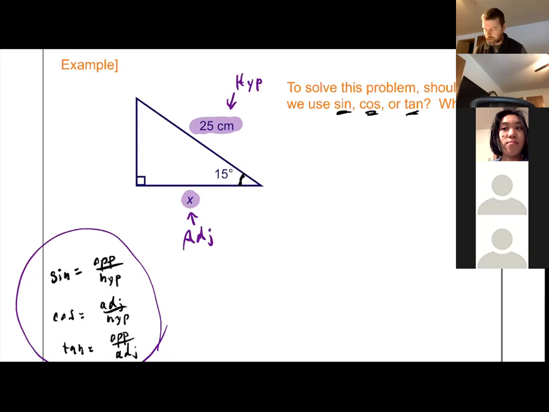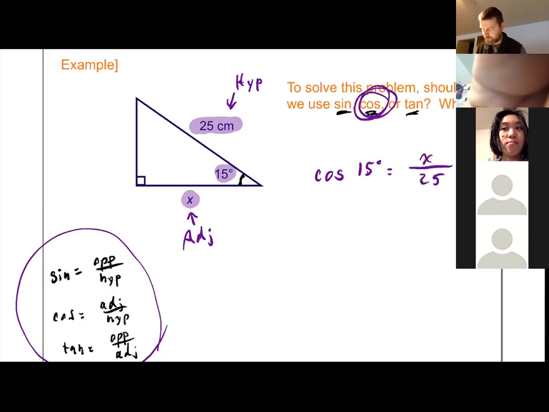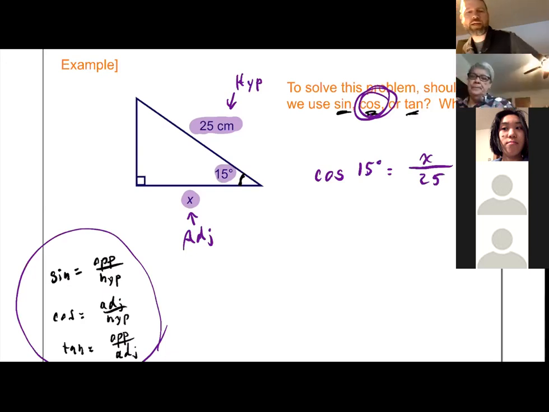We're going to use cosine because we've got the adjacent side and the hypotenuse, and it's always of an angle. So it's a cosine of some angle. Well, in this case, the angle is 15. So the cosine of 15 degrees is equal to the adjacent side over the hypotenuse. The adjacent side is x, and the hypotenuse is 25. Once we do that, we can find out how long x is. The only thing that's holding us back is this cosine of 15 degrees.